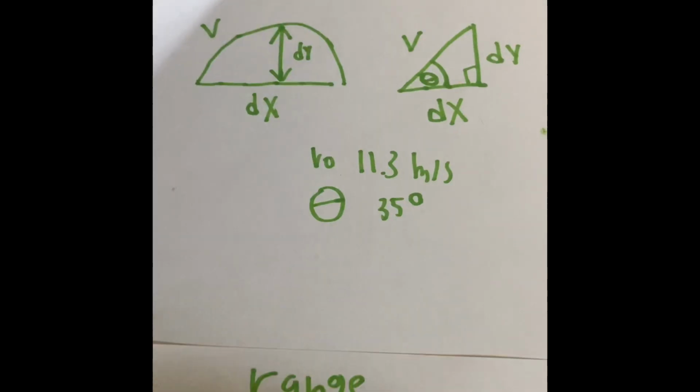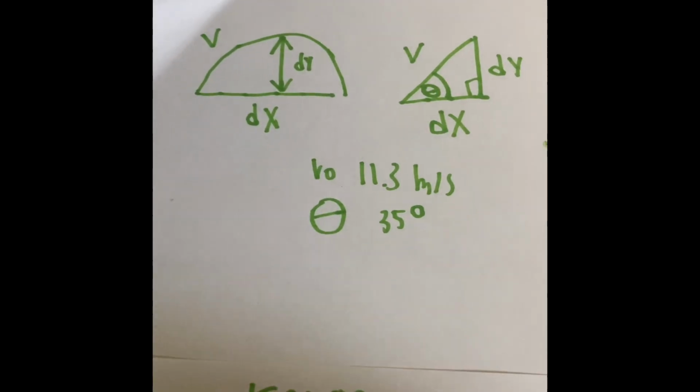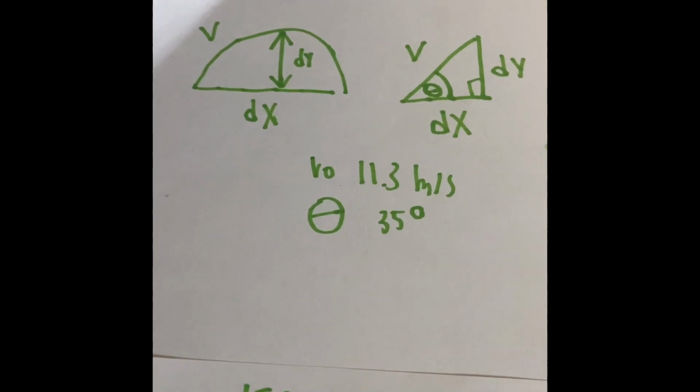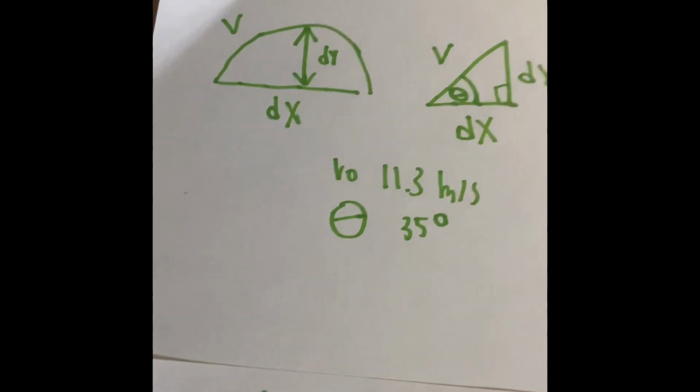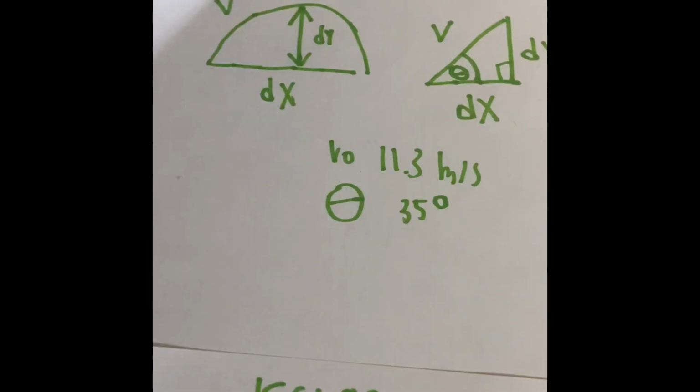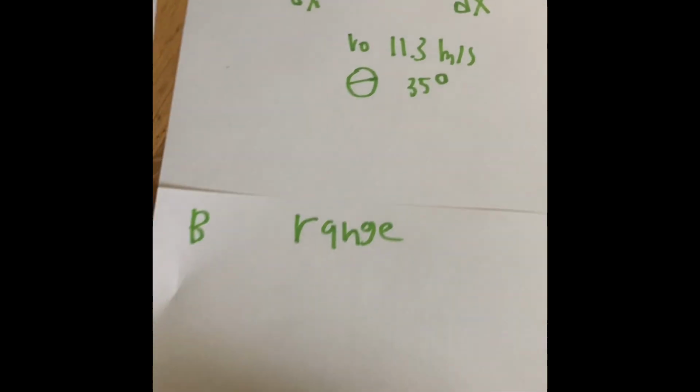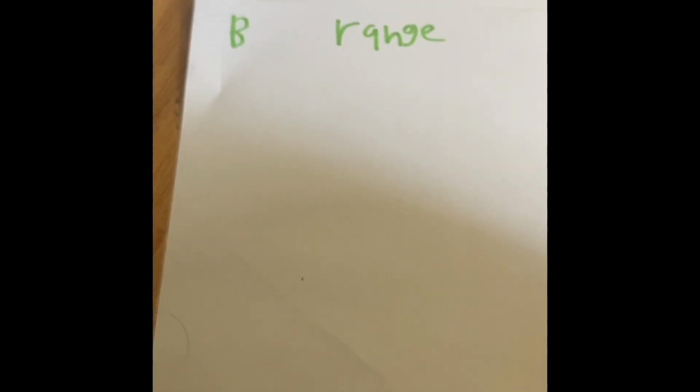Just a reminder, before we solved anything in the last video, our initial velocity is 11.3 meters per second, and the angle is 35 degrees. So let's talk about the range. When we talk about the range, we're talking about how far something goes until it completely hits the ground or comes to a fall and crashes. So for the B section, for range, here's what we have to do.